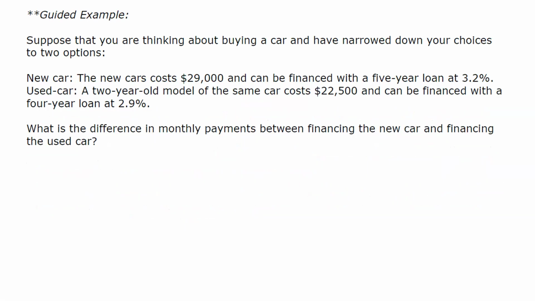So in this guided example, we are told to suppose you're thinking about buying a car and have narrowed down your choices to two options. You have a new car, which costs $29,000 and can be financed with a 5-year loan at 3.2%. And for used cars, you have a 2-year-old model of the same car that costs $22,500 and can be financed with a 4-year loan at 2.9%.